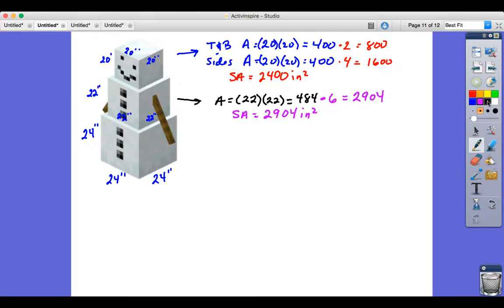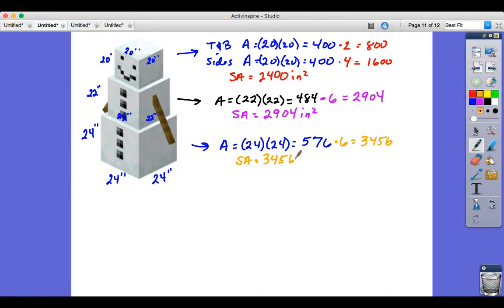And then for the bottom, the area is 24 times 24, which gives us 576. And we're taking that, multiplying it by 6, because there's 6 sides that are exactly the same, which is going to give us 3,456. So the surface area of the bottom is 3,456.